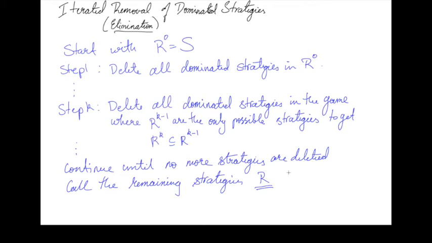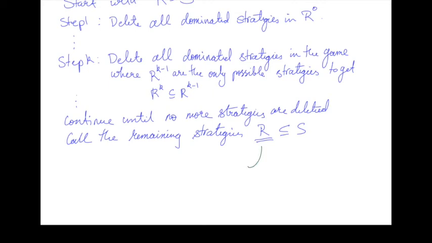It's of course going to be a subset of the set of all strategies. In the example we saw above, we started with 2 strategies for player 1, 3 strategies for player 2, and we ended up just with 1 strategy for each. This set R is often called the rationalizable set of strategies.